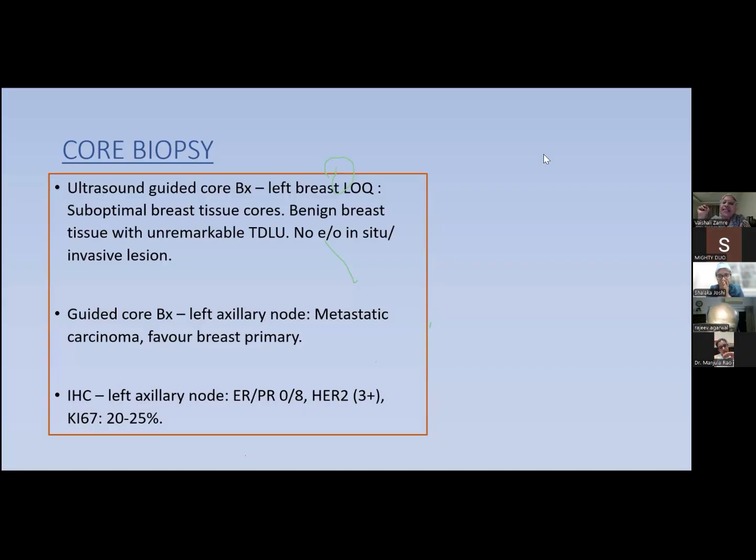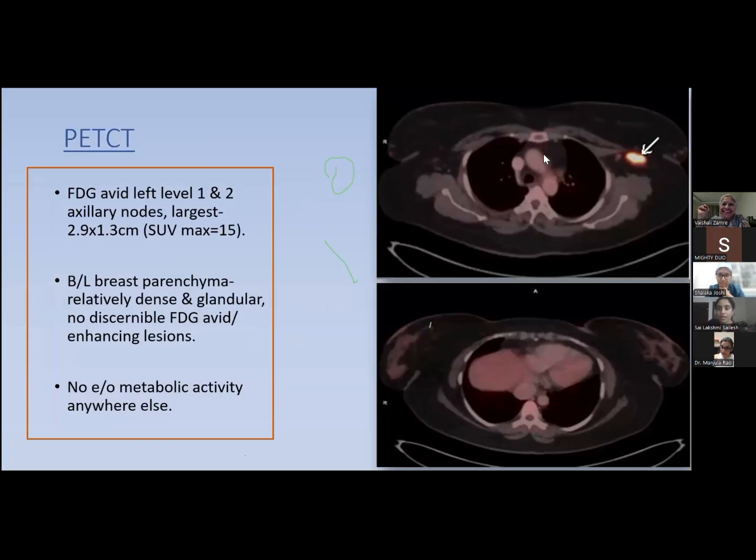So was the PET CT the plan initially? Was the PET scan done here? PET CT done finally? Yes, we do a PET for all cases, T1 also.